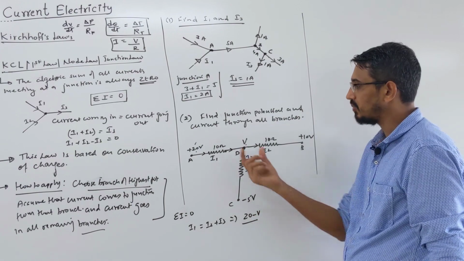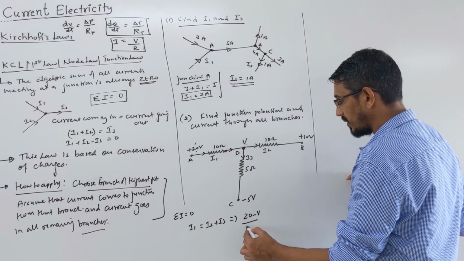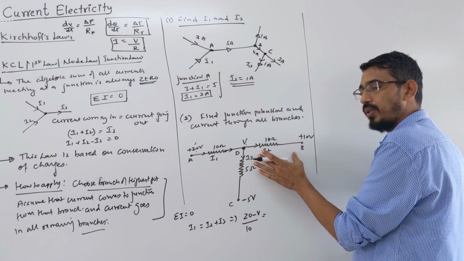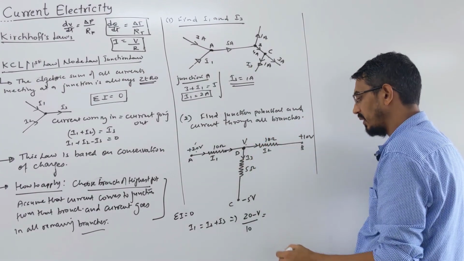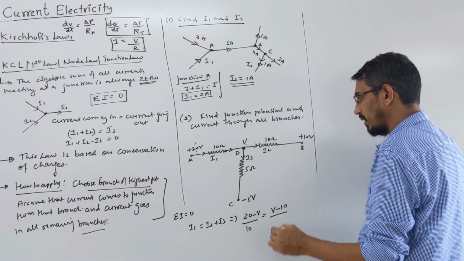20 V, right? Now this is a potential difference across this branch, the AD branch. Resistance is 10 ohm. What is I2 here? Look here, current flowing in this direction means this potential is always high, right? So what is the potential difference across this? Watch, V minus 10 by what?